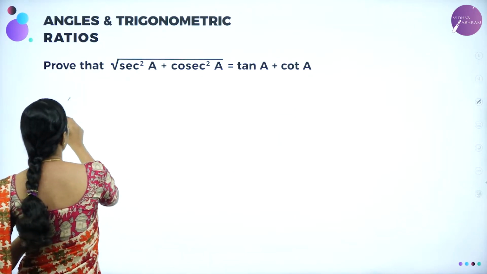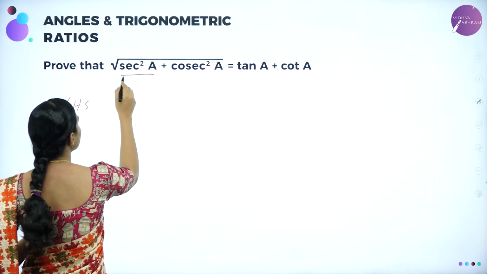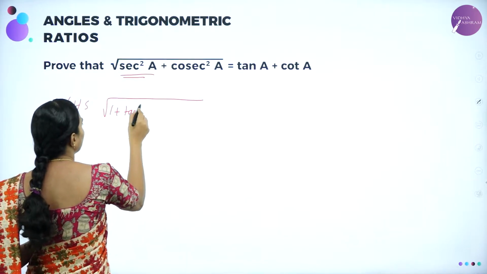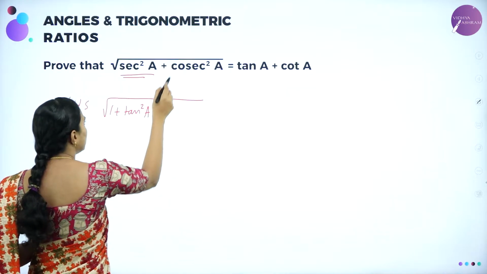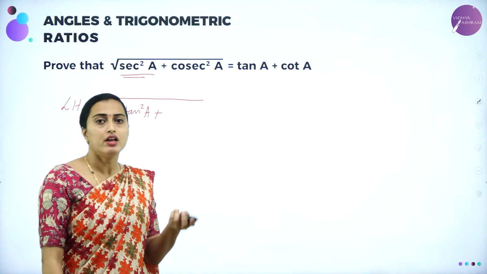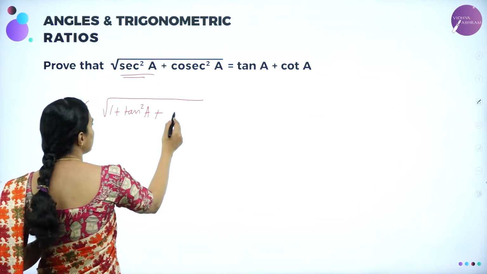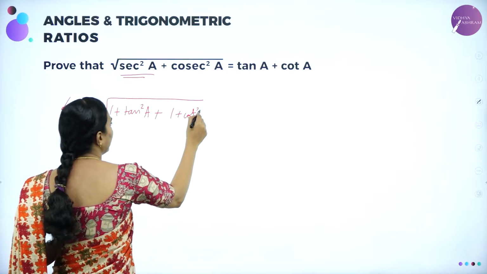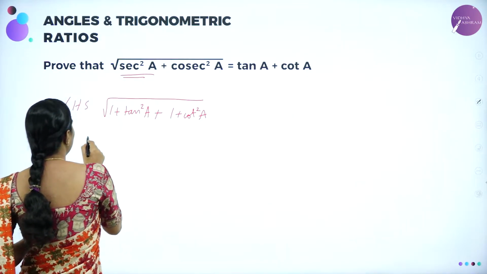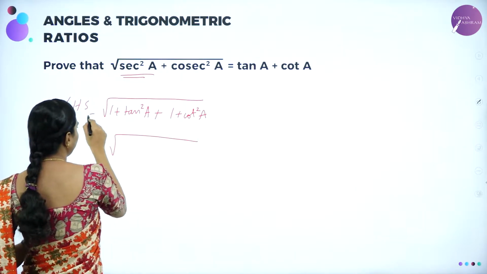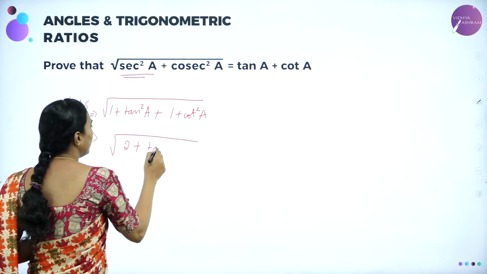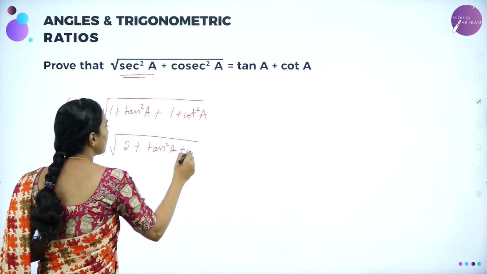Therefore, taking the left hand side, this secant squared A under the square root can be written as 1 plus tan squared A, plus this cosecant squared A. 1 plus cot squared theta can be written as cosecant squared theta, therefore cosecant squared A can be replaced by 1 plus cot squared A. Here A is an angle. Now this will be equal to the square root of 1 plus 1, which is 2, plus tan squared A plus cot squared A.